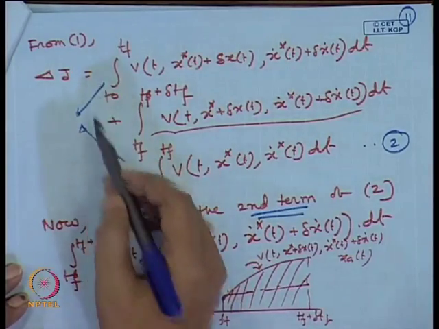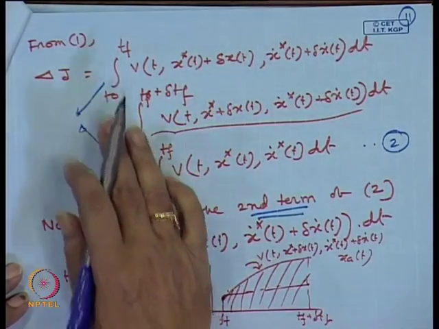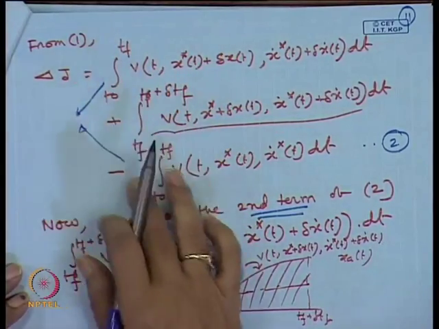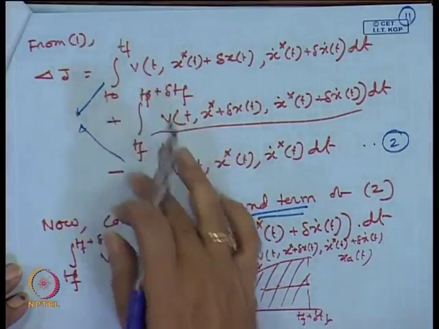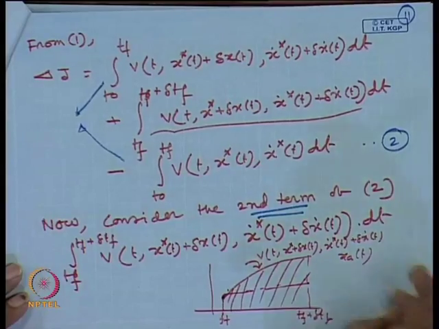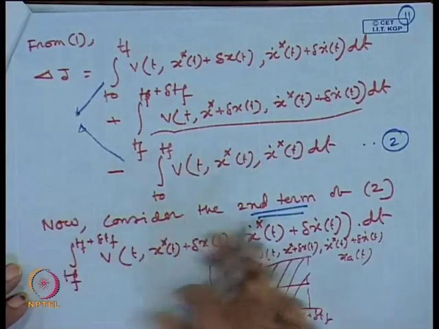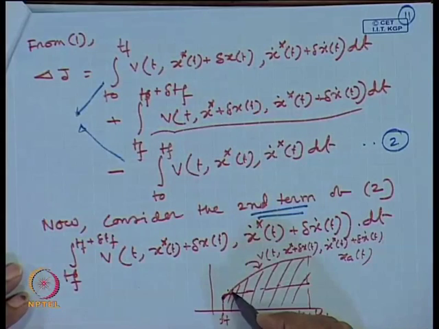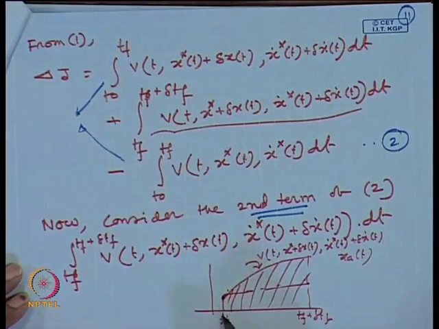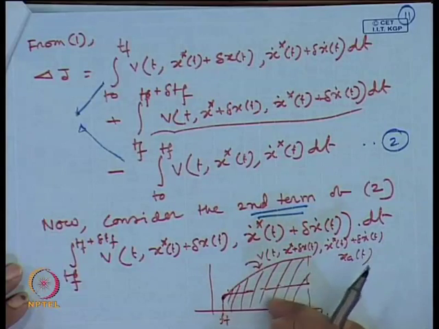The first part and this part we have already simplified earlier, so there is no problem with these two parts, and they will give you the condition for the Euler-Lagrange equation. Now, what about this one? Let us call this functional V, the integration from t f to t f plus delta t f of V dt, which is the area under this curve.